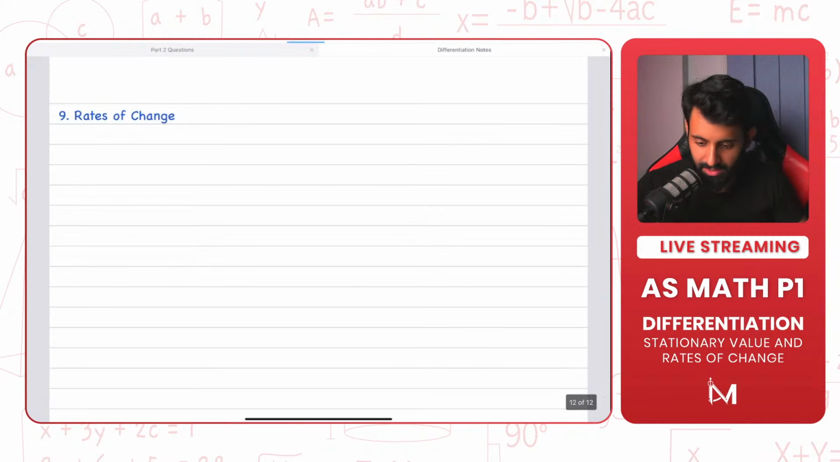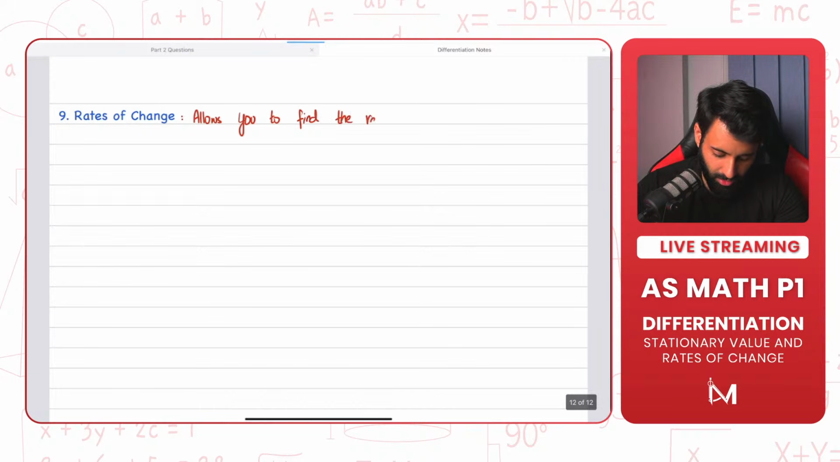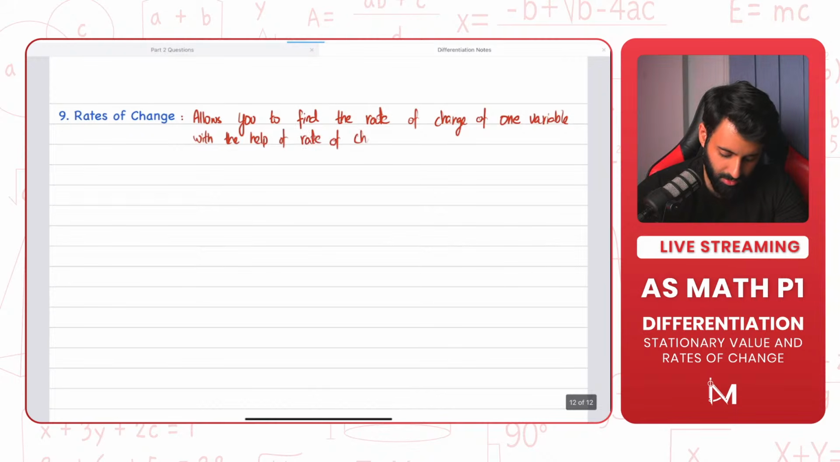Okay, so what exactly is rates of change? What is the purpose of it? So it basically allows you to find the rate of change of one variable with the help of the rate of change of another. That's what it does, in short.